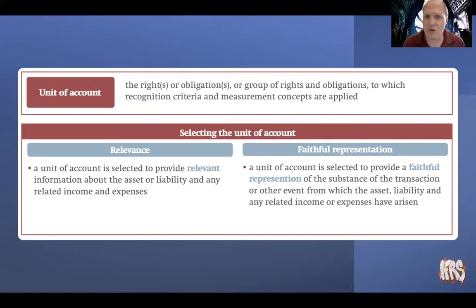So again, how do we make sure that the unit of account that I decide on is going to be useful information? Well, is that information relevant and can I faithfully represent it? So is it relevant to report to a user every single vaccine or every single pill in the pharmacy group? Or is it good enough to report it as a collective noun, if you like, all the vaccines, all the pills together?